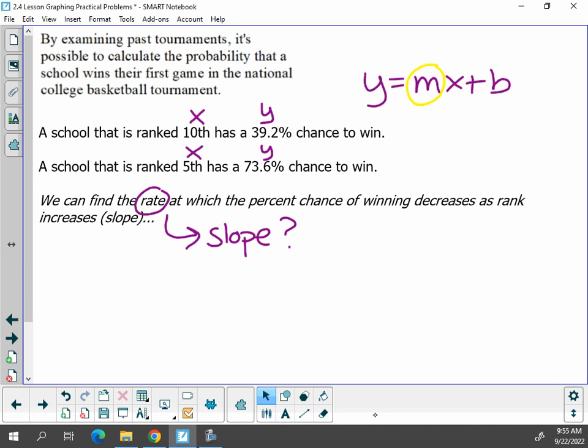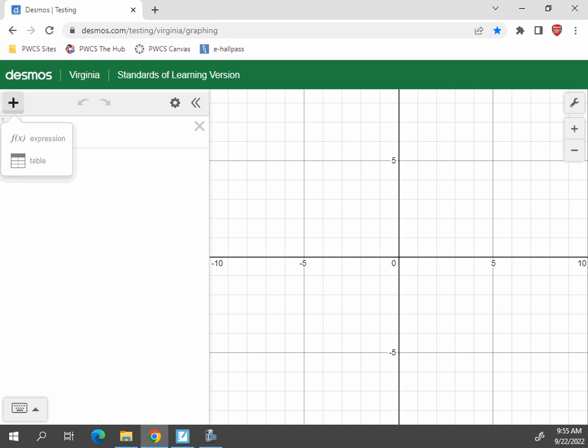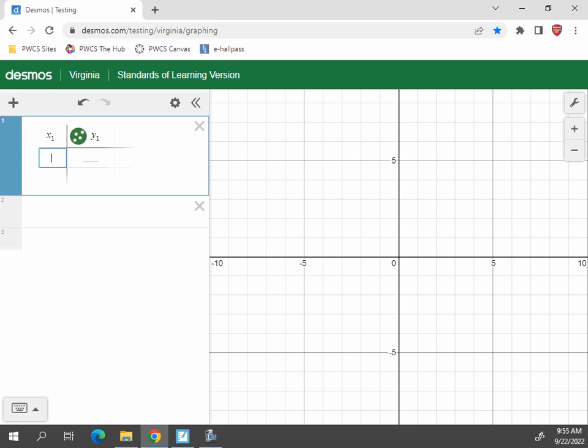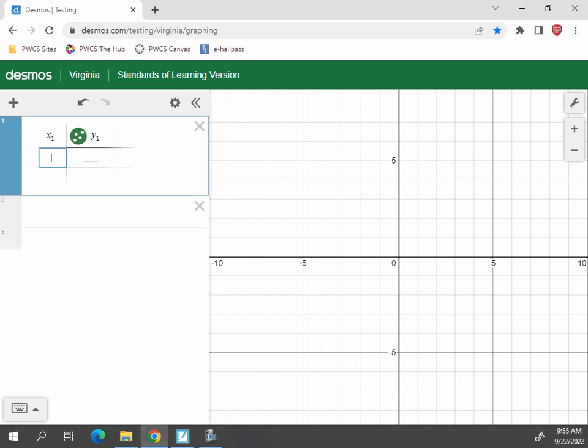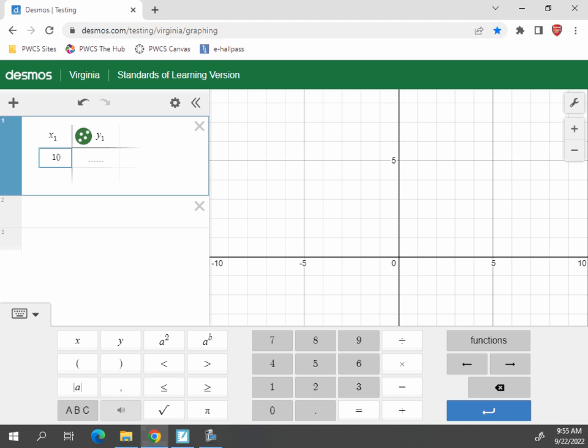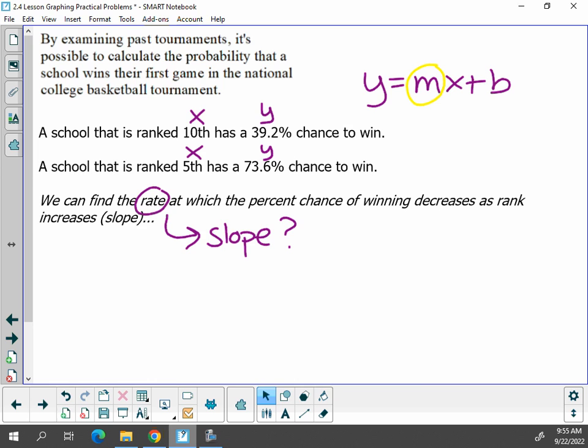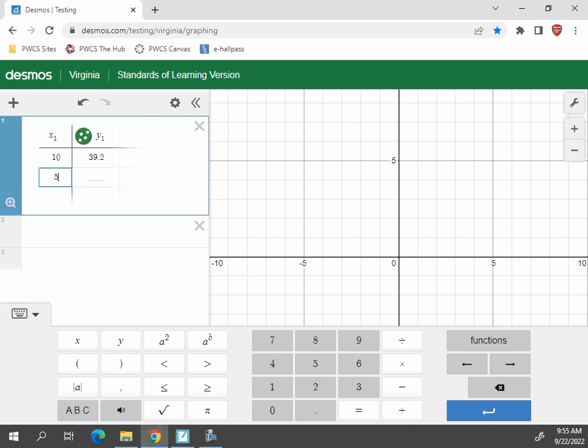So I'm going to go to Desmos, and remember we can find the slope between 2 points by using a table. And so my 10th rank is 39.2%, and my 5th rank is 73.6%. And just so you know, in this scenario, the lower the number, the higher the rank. It's a little backwards, I suppose. And so we can find the slope.